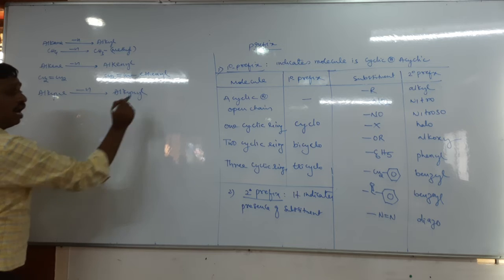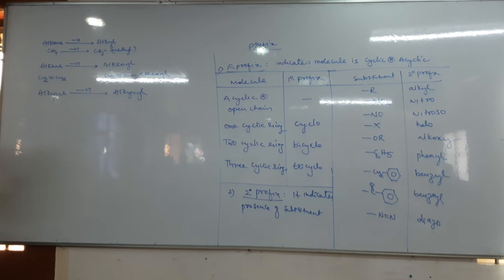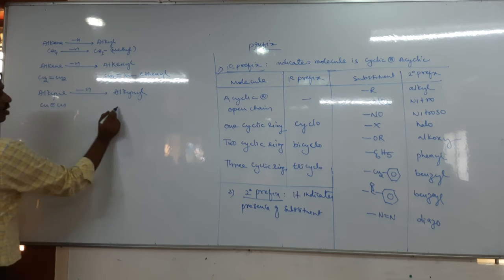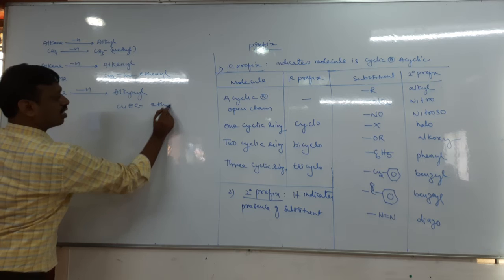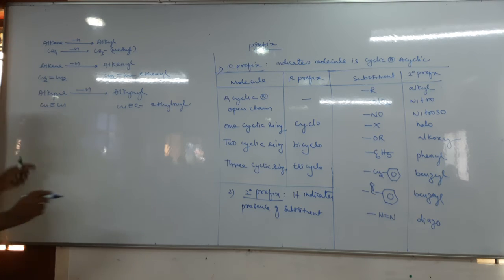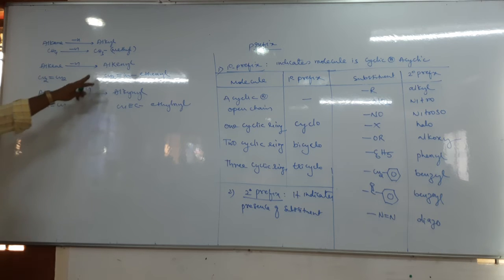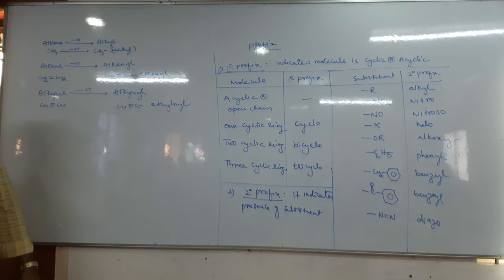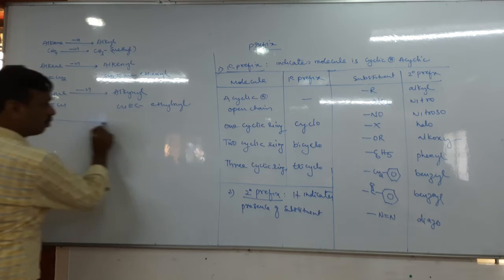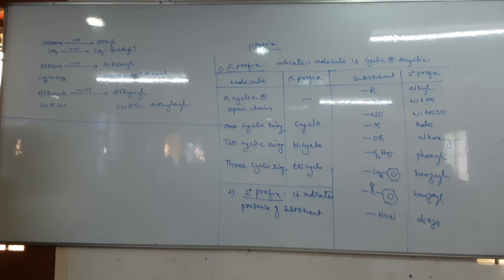Alkynyl. Alkyne, alkynyl. For example, ethyne gives ethynyl. So ethyne gives ethynyl. Therefore alkyl, alkenyl, alkynyl. Now let's see some important examples for alkyl.